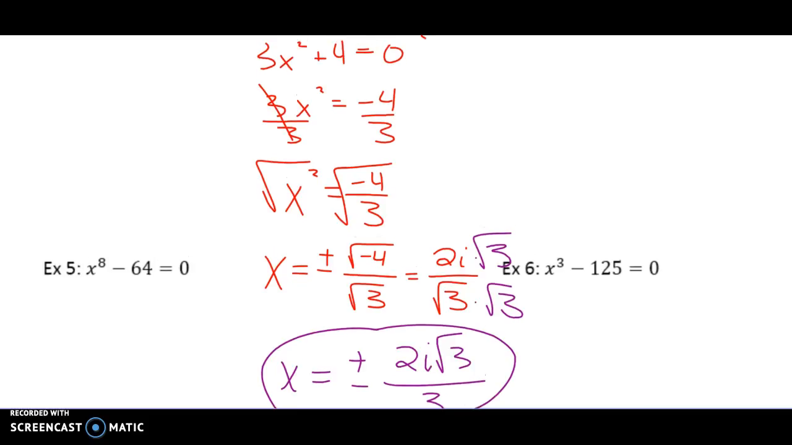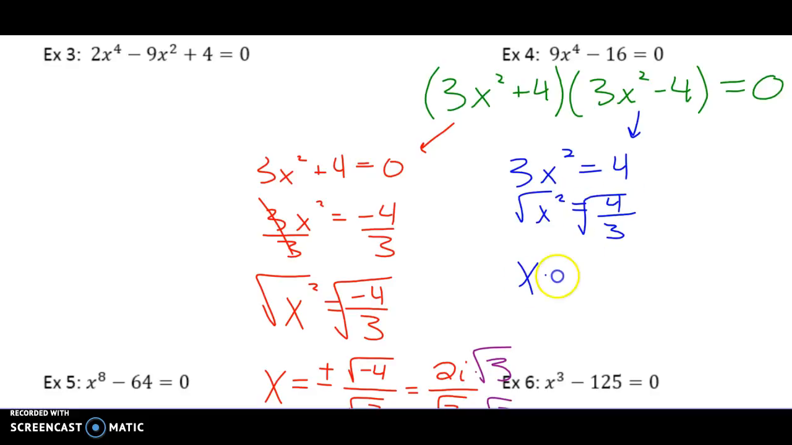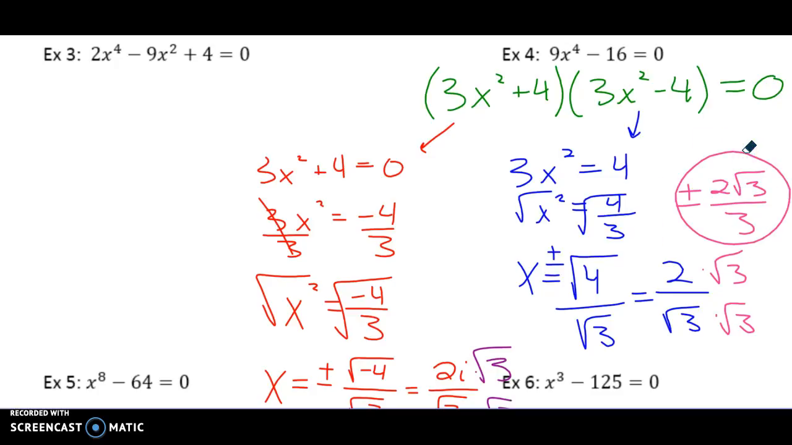So now we need to go back to our other one. We add the 4 over, divide by 3. It's basically going to be the real version of what we just did, right? Because it's not negative. So square root both sides. What is the square root of 4 over the square root of 3? Don't forget your plus or minus, it is 2 over the square root of 3. And then we need to rationalize the denominator. Comes out to plus or minus 2 square root of 3 over 3. That is the best possible answer.